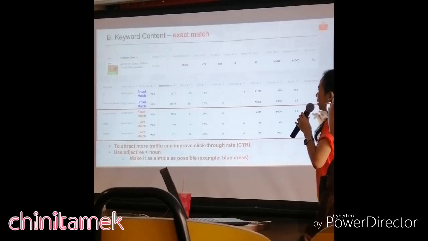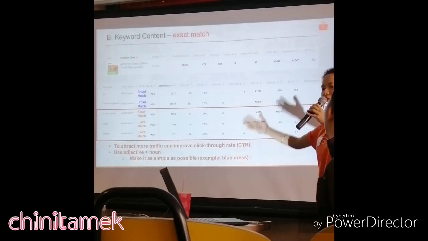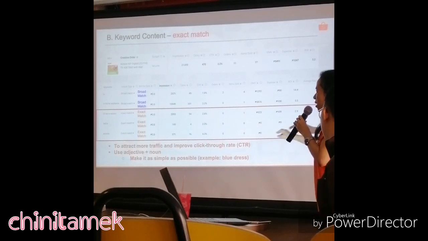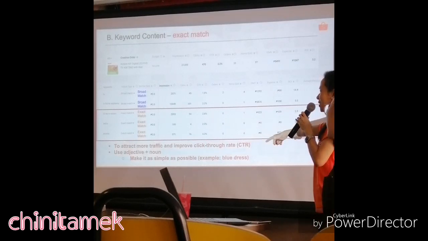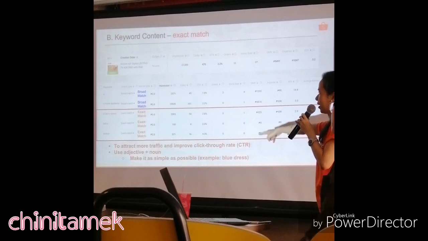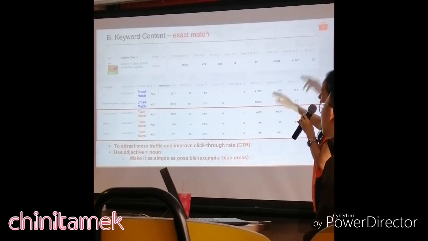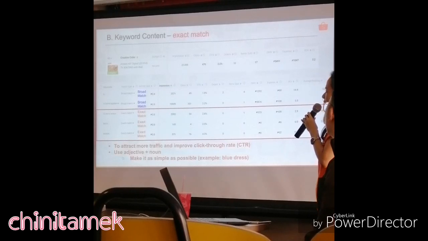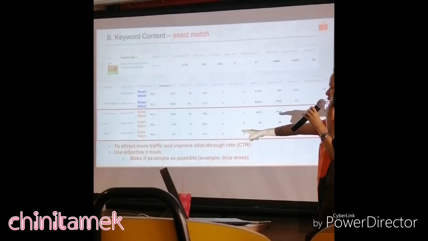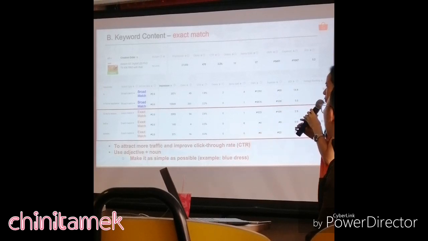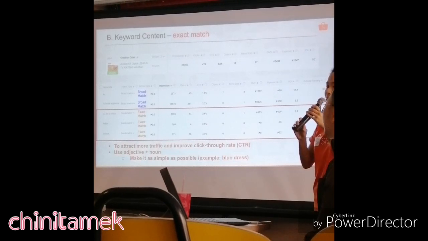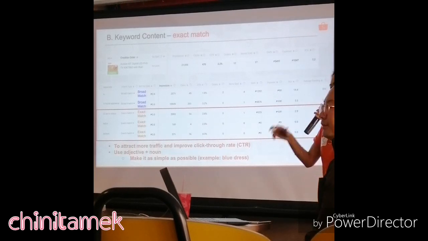The exact match, as you will see, or you can later check in Seller Education Hub, has higher CTR and more traffic. So mas mataas yung clicks niya, yung views niya, at the same time yung CTR. And if you will notice, it used adjective plus noun: 32 LED TV a vision, LED TV a vision. The goal here is to make it as simple as possible, just so matipid din sa budget.